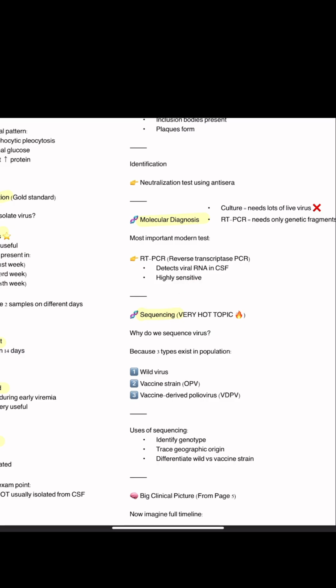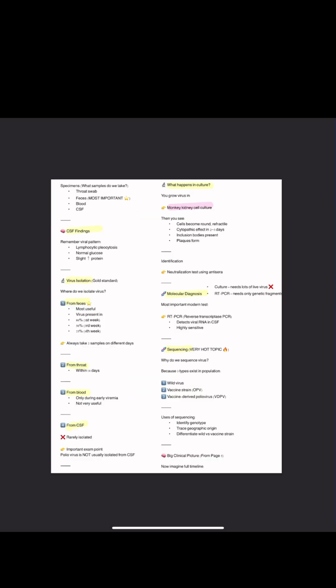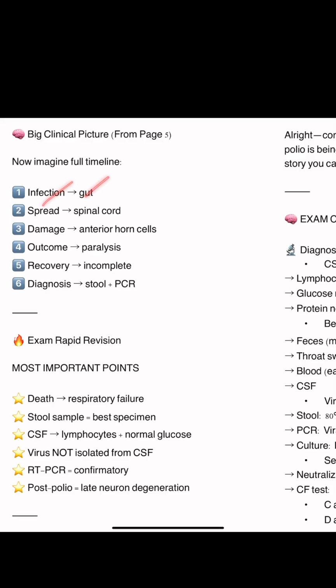Then let us see sequencing. Why do we sequence virus? Because 3 types exist in population: wild virus, vaccine strain, and vaccine-derived poliovirus. Uses of sequencing: identify the genotype, trace the geographic origin, differentiate wild versus vaccine strain. So infection has occurred in the gut, in the oropharynx, spread has occurred, it has gone to the spinal cord, damage has occurred in the anterior horn, outcome is paralysis, asymmetrical paralysis, recovery is incomplete, and diagnosis is by stool and RT-PCR.